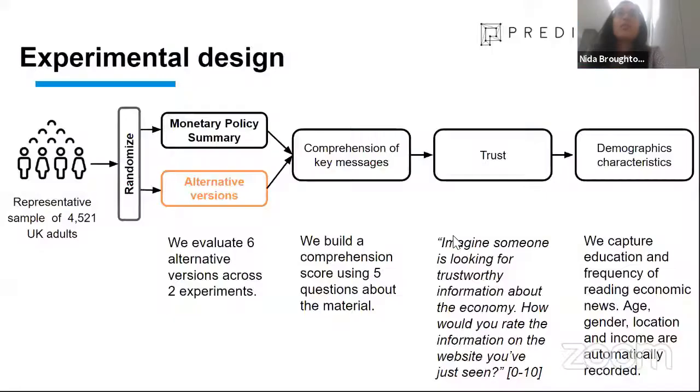So how did we do this? Our experimental design is very similar to what James presented in his piece. We did an online randomized experiment using BIT's predictive platform, which has access to hundreds of thousands of participants. We tested 6 alternative versions across 2 different experiments, all set up as randomized controlled trials. That means each group only saw one version of the summary that they were assigned. After reading the summary, participants had to answer a series of comprehension questions about the material. That's how we tested whether they'd understood or not. We also asked them a few questions around trust, in particular whether they think the information they've seen is trustworthy. And finally, we captured a range of demographic characteristics so that we could see if there was anything interesting going on amongst particular subgroups.